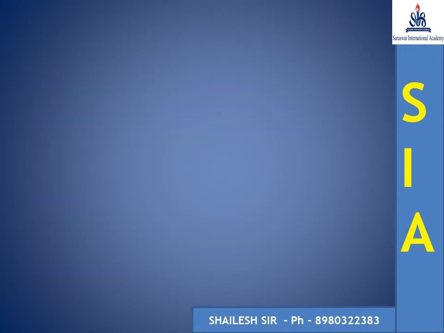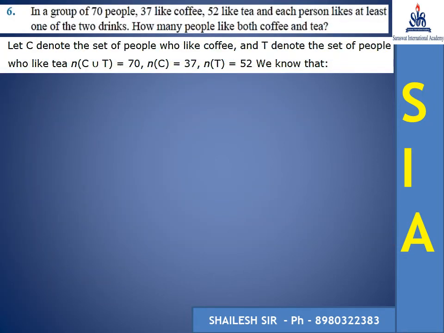Next one, question number 6. In a group of 70 people, 37 like coffee, so consider coffee as C, and 52 like tea, consider capital T. And every person likes at least one of the two drinks. What does at least one of the two drinks mean, students? Necessarily, the people here are drinking coffee, or tea, or sometimes both. Therefore, I mention N of C union T is a total of 70. N of C is 37 and N of T is 52.